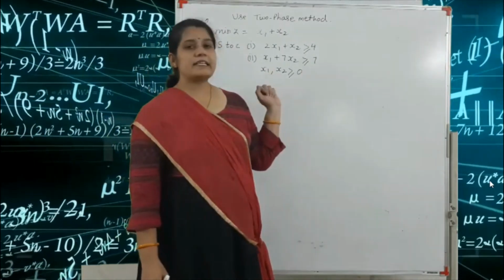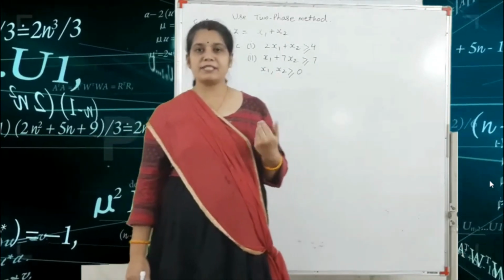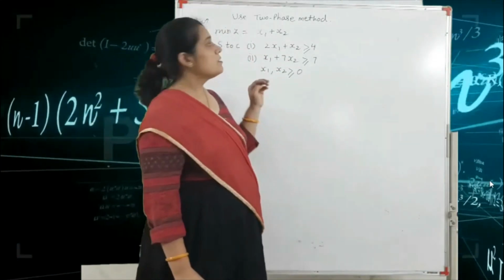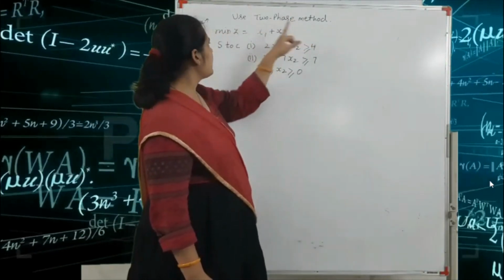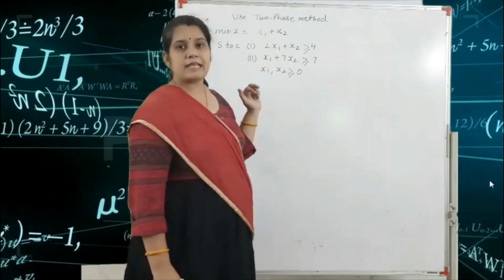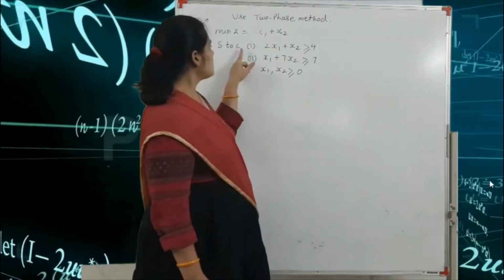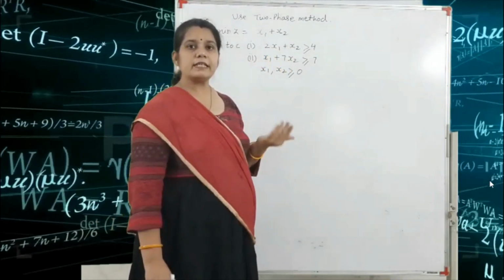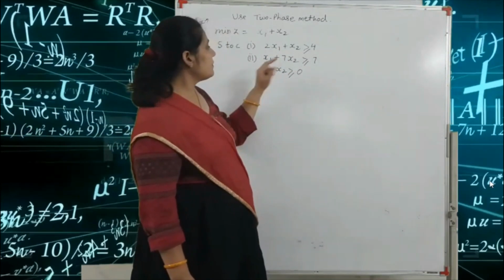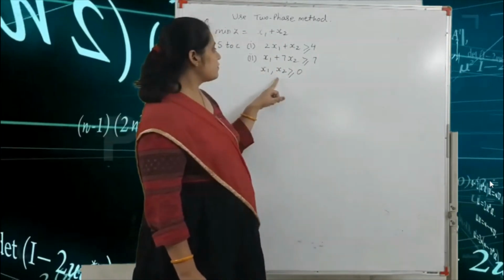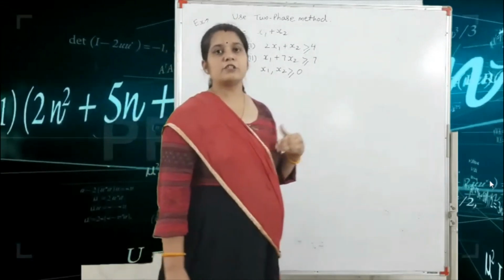Let's start an example with the help of the two-phase method, and the question is given in the minimization form. So first we use the two-phase method. The question is: minimize z equal to x1 plus x2, subject to the constraints 2x1 plus x2 greater than or equal to 4, x1 plus 7x2 greater than or equal to 7, and x1, x2 greater than or equal to 0.